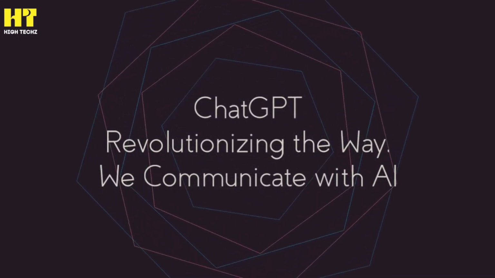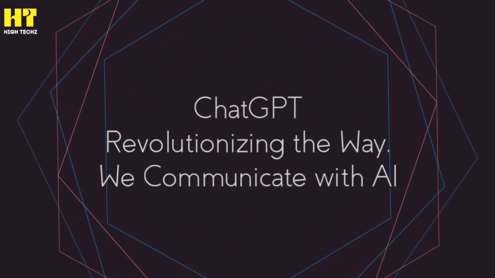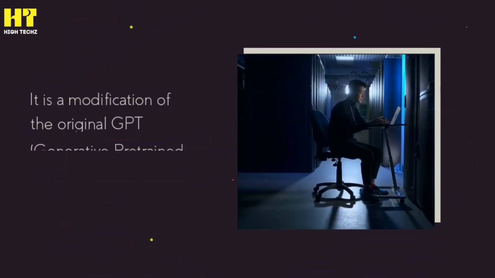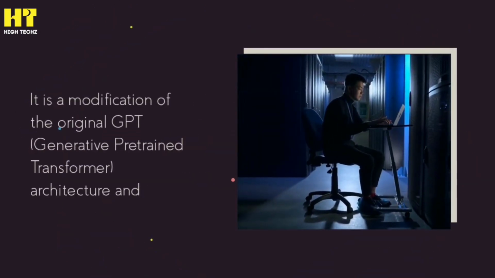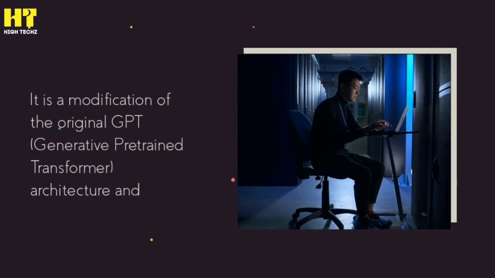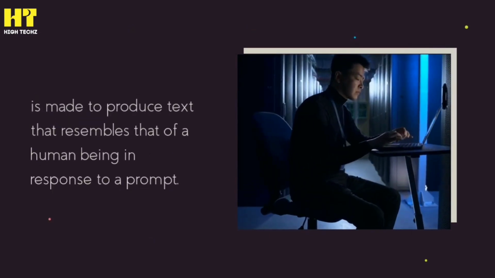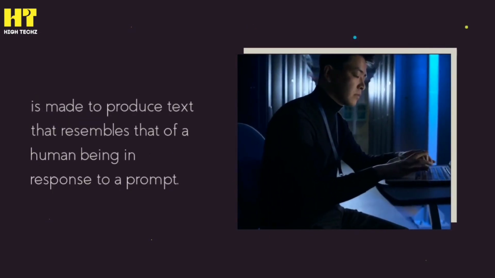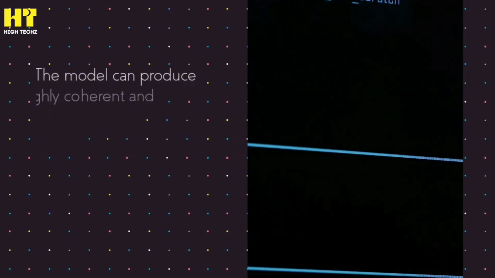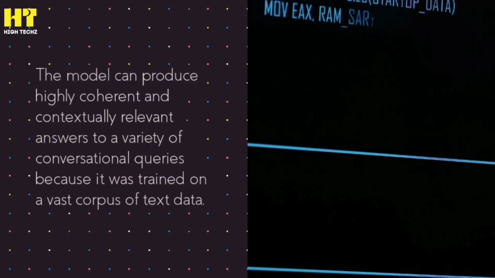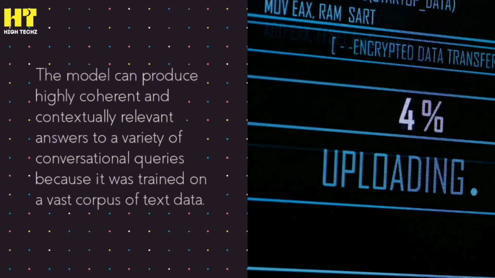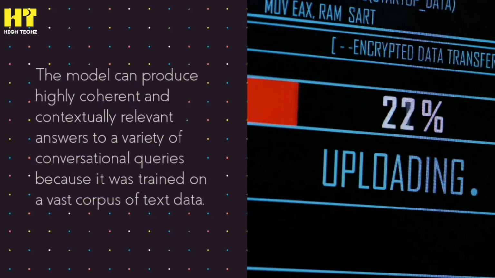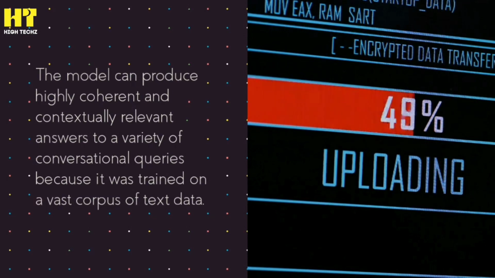ChatGPT, revolutionizing the way we communicate with AI, is a modification of the original GPT (generative pre-trained transformer) architecture, and is made to produce text that resembles that of a human being in response to a prompt. The model can produce highly coherent and contextually relevant answers to a variety of conversational queries because it was trained on a vast corpus of text data.